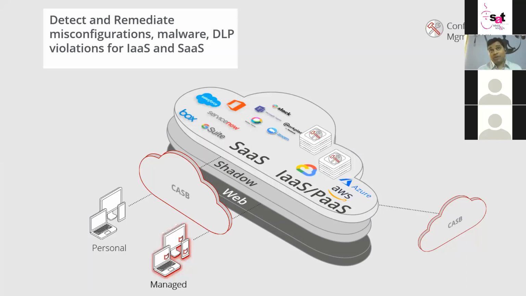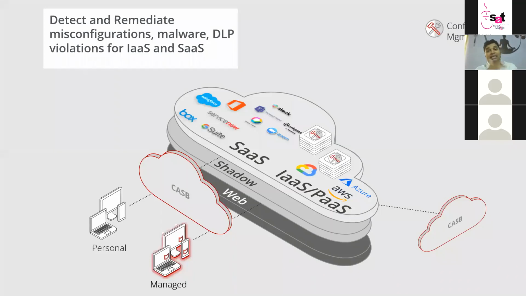Data loss prevention: the same DLP policies which we use for SaaS or web will be extended to infrastructure as a service as well. For storage like Azure blob or S3 bucket, we can scan on demand or in near real time as and when data comes into those buckets, and scan them for violations. If it is violating the DLP policy, we take corrective action of deleting or quarantining the file from the blob or S3 bucket.